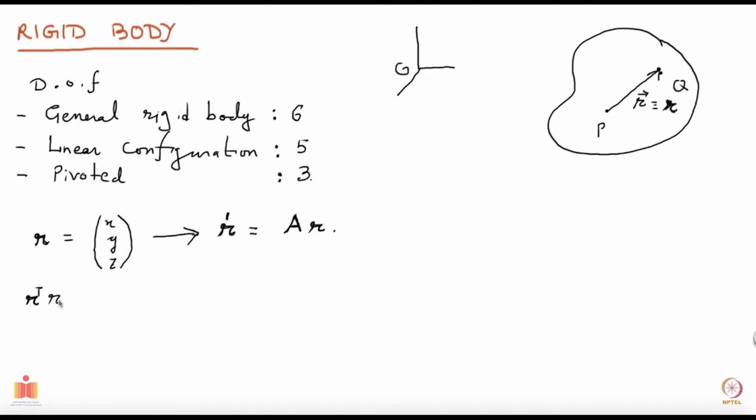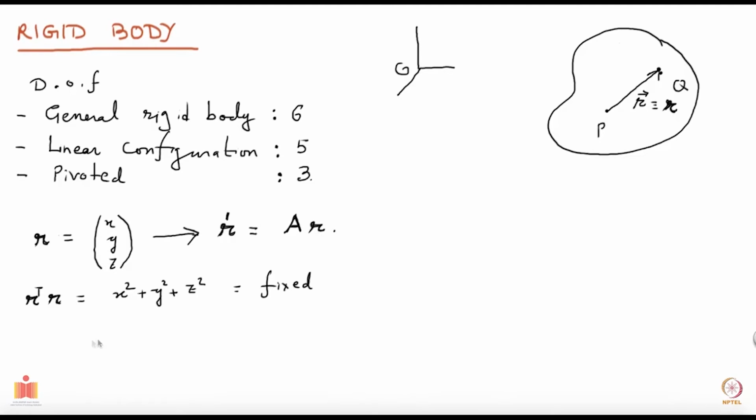R transpose R is just x square plus y square plus z square, right? And that's the square of the distance between these 2 points, and that quantity is not going to change with time. Because this is just the distance between these 2 points, and it's a rigid body, it cannot change with time. So this is going to remain fixed as time goes on, as far as these 2 points, or any 2 points, are concerned.